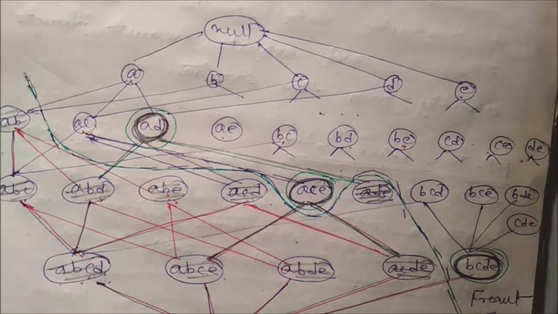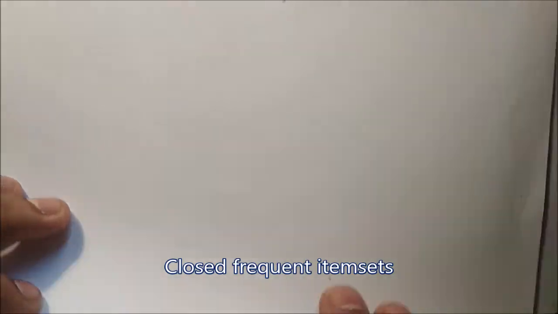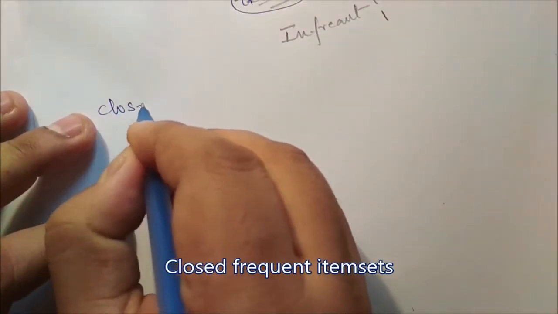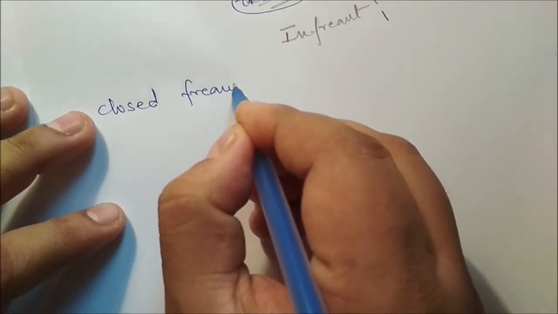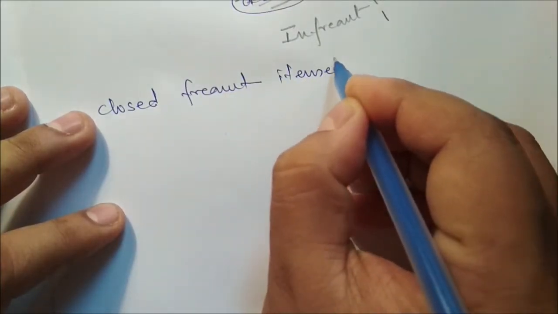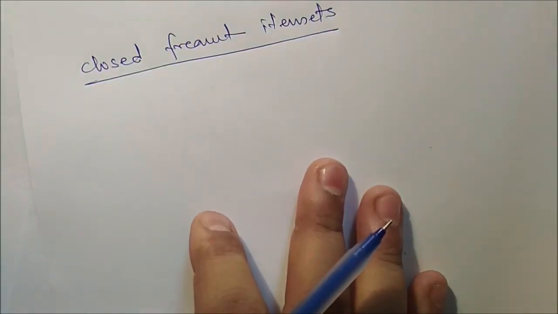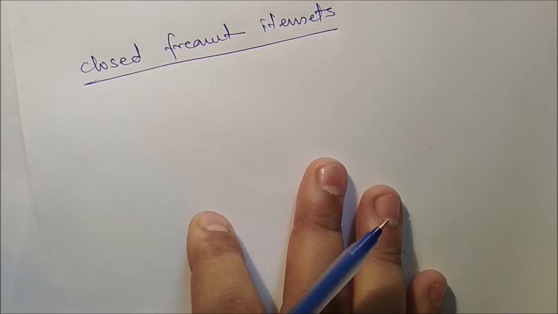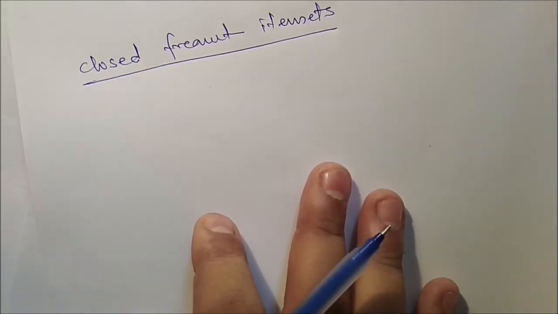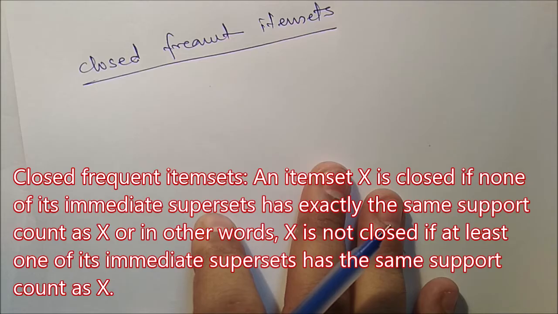Now, after that, we'll talk about closed frequent item sets. Closed item sets provide a minimal representation of items without losing their support information. So the definition is: an item set X is closed if none of its immediate supersets has exactly the same support count as X. X is not closed if at least one of its immediate supersets has the same support count as X.